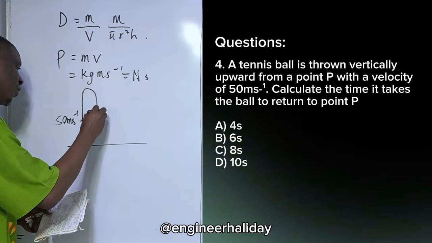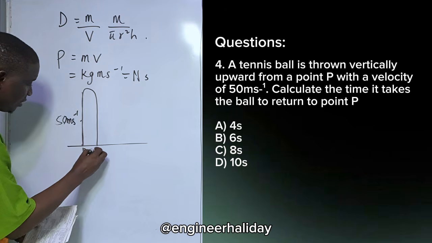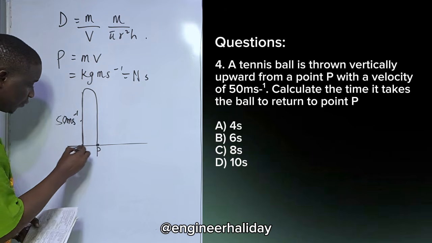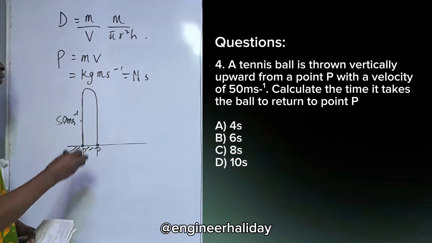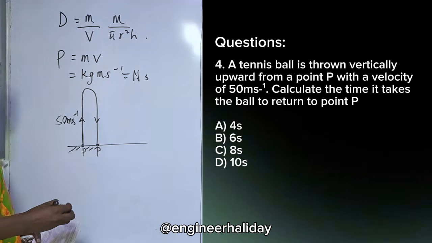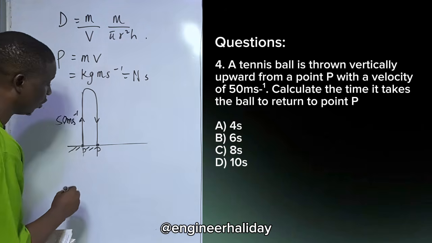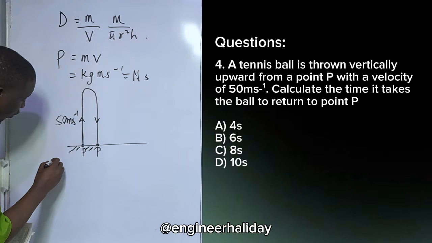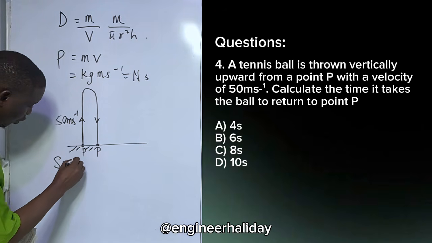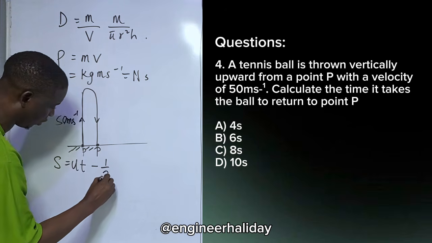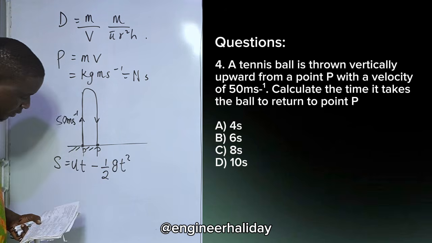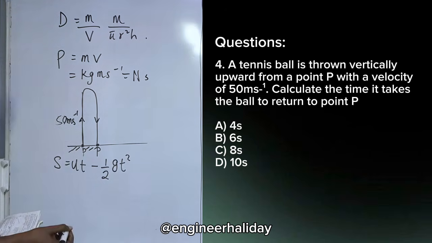So let's take this level as the level of P, because they are the same level. The ball is thrown up and returns back to point P. Now for us to calculate the time here, we use s equal to ut minus, because it's thrown against gravity, half g t squared. They did not give us g, but we can take g as 10.